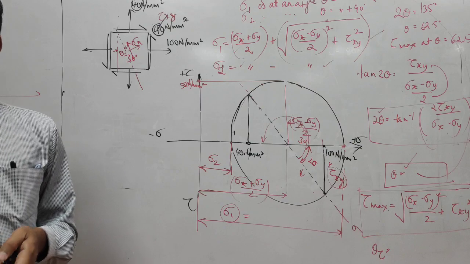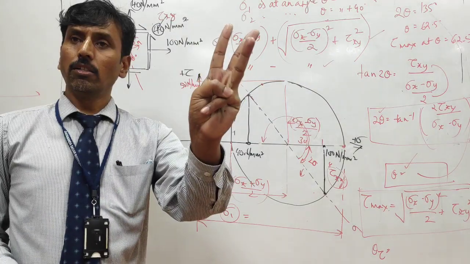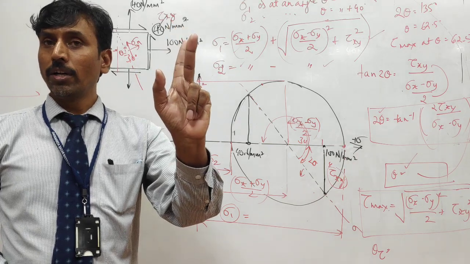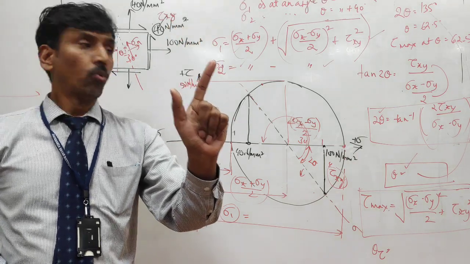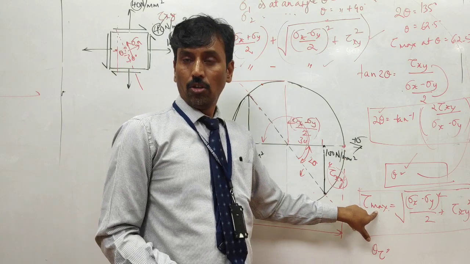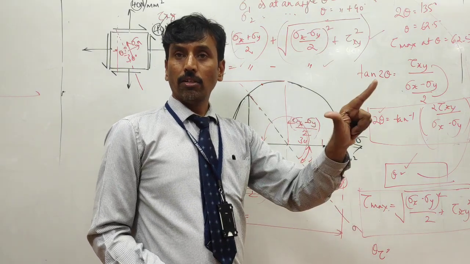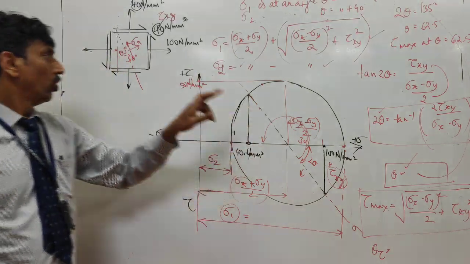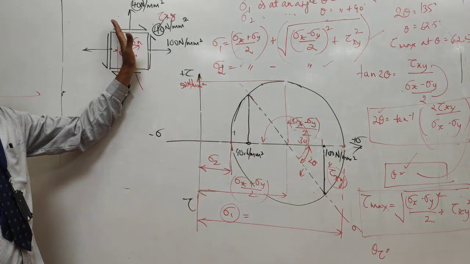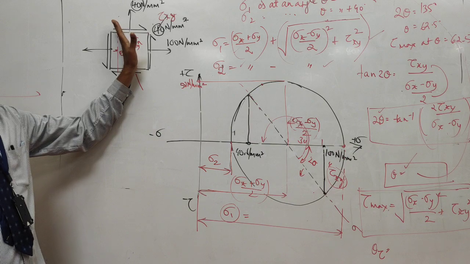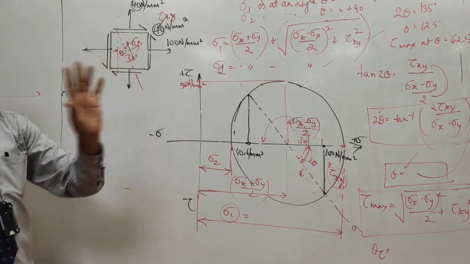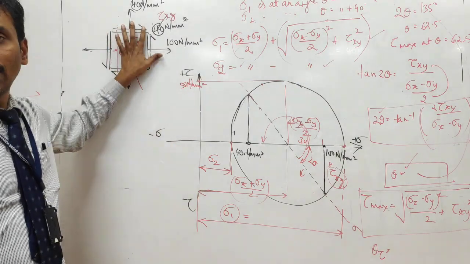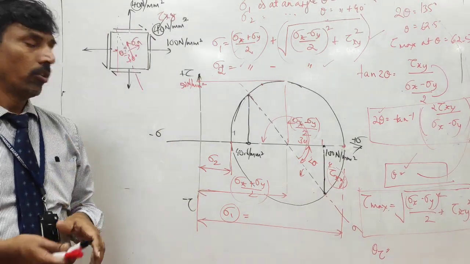Apart from asking you to find sigma 1, sigma 2, what is the angle of sigma 1 and sigma 2? What is the value of tau max? What is the angle of tau max? Apart from these 5 values, they will also ask you what is the normal stress at an angle of theta equal to 30 degrees? What is the shear stress at an angle of 30 degrees? 7 parameters you will have to find out. The last two which are asked in the problem, how will you find out?